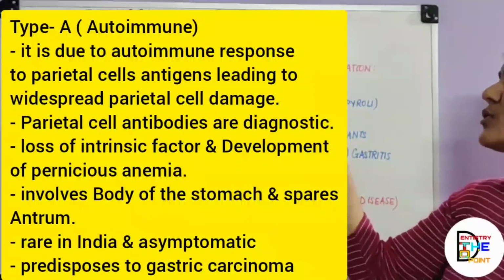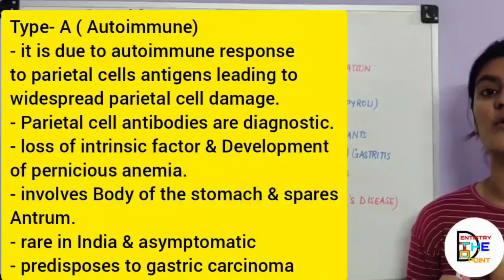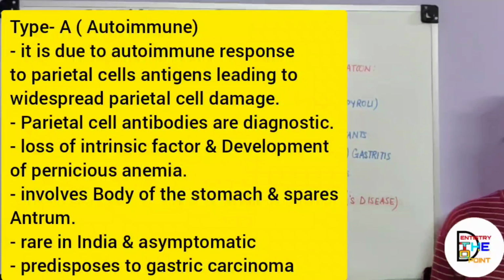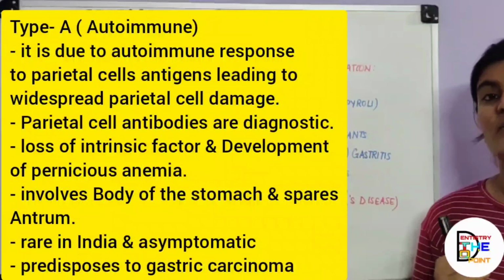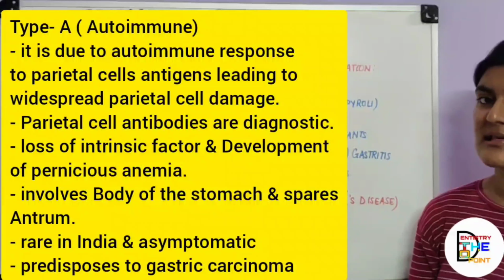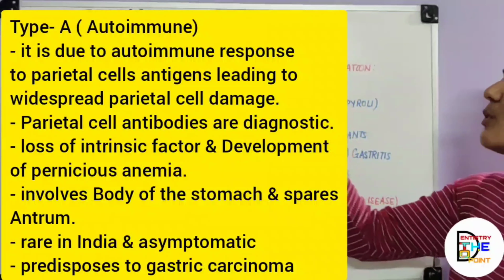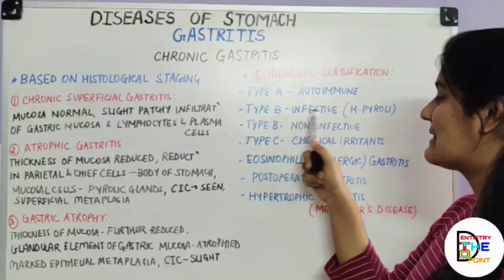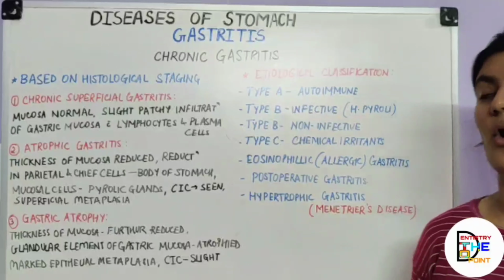Okay. Now parietal cells, as you know, are responsible for the production of intrinsic factor. So obviously there is going to be reduced or loss of intrinsic factor, and intrinsic factor loss is responsible for development of pernicious anemia. So obviously there is going to be a condition of pernicious anemia in such gastritis. Also, this type is more common in the body of the stomach and it spares the antrum of the stomach. Okay, and this is a very rare variant in India. It is usually asymptomatic, and if it is in a severe form, then there are chances to develop gastric carcinoma.